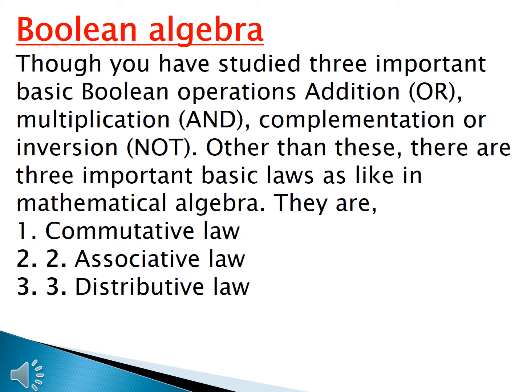First, commutative law of addition: A plus B equal to B plus A. All of you take your book. The page number is 8. Did you take the page number, all of you? Okay, the first law is commutative law. Addition, A plus B equal to B plus A.